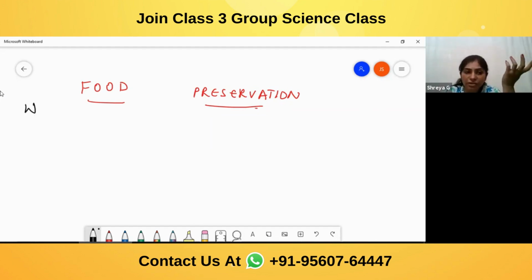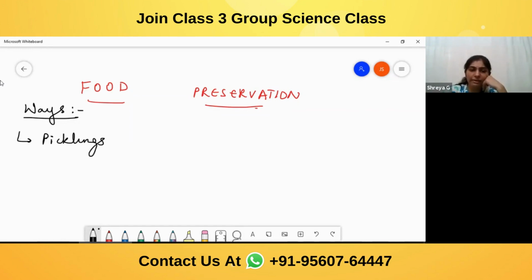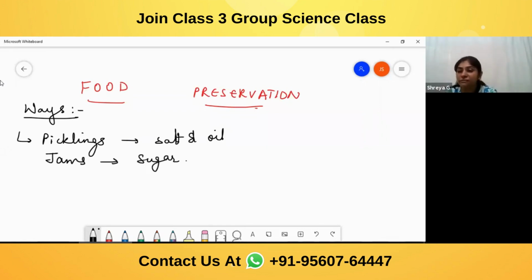And what are the ways of preserving the food? For example, pickling. In pickling, what are you adding? You are adding salt and oil. You can preserve your pickles for so many years by adding salt and oil. So this is the preservative. Which is the preservative? Salt and oil. Like in your jams, what are we adding? Sugar. So sugar is the preservative we add in jams and candies.